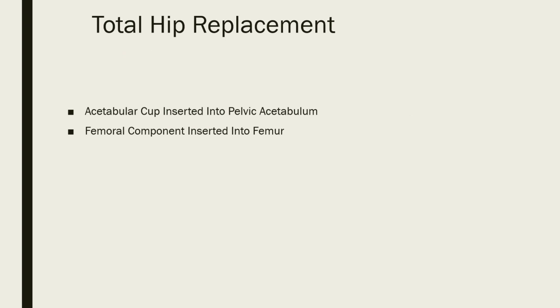Now we're going to talk about total joint replacements. We'll start out by doing a total hip replacement. This includes an acetabular cup that is inserted into the pelvic acetabulum. And then there is also a femoral component inserted into the femur. Both of these aspects would be considered a total hip replacement. You could have the possibility of a partial hip replacement, and it would only include one of these portions.